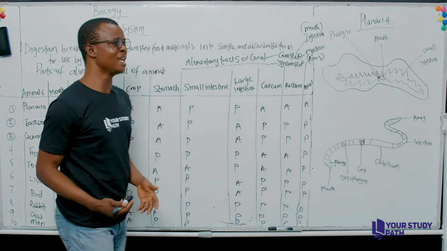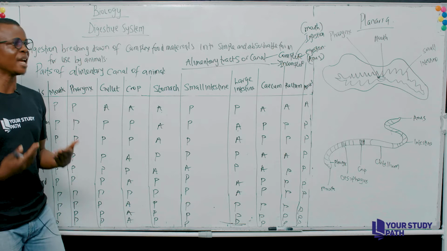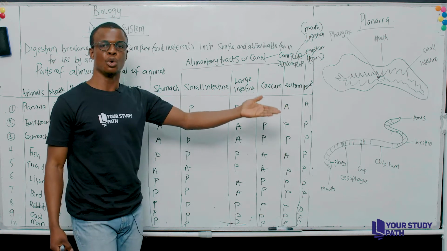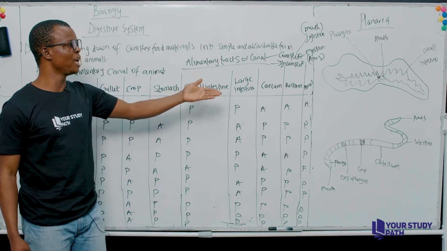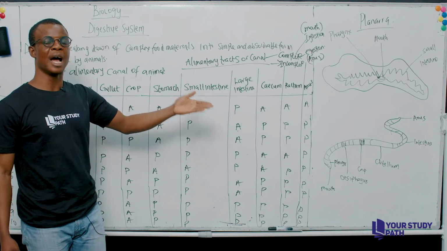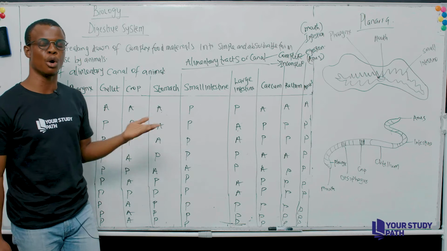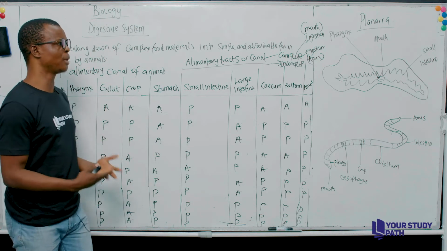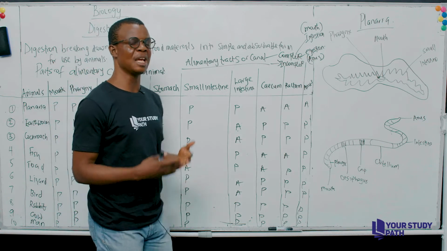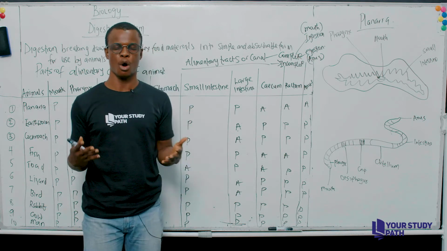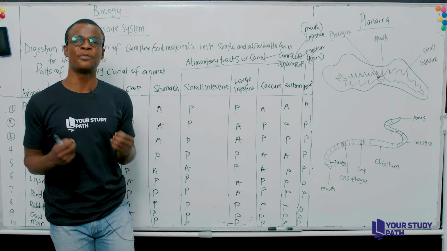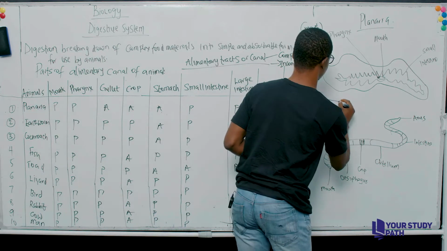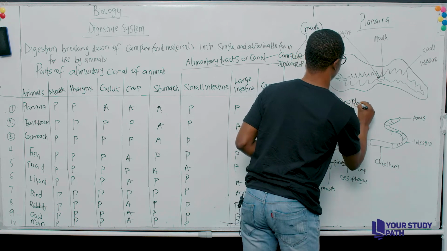So Planaria is an example of an organism that exhibits what? Incomplete digestive tract. So we will now talk about various organisms and their digestive system or their digestive tract. We'll start with what? Planaria. What is Planaria? Planaria is a free living organism that feeds on zooplanktons.